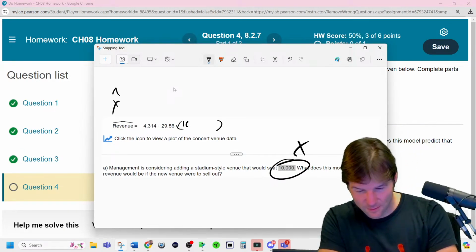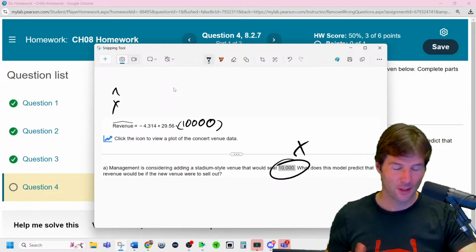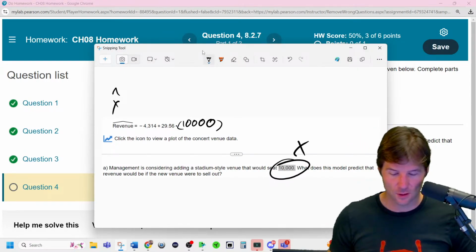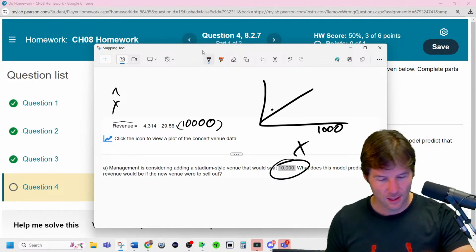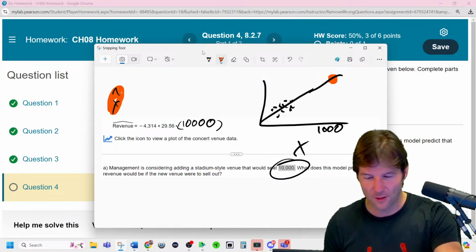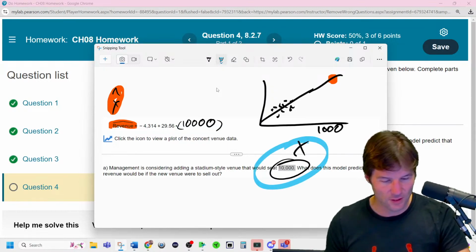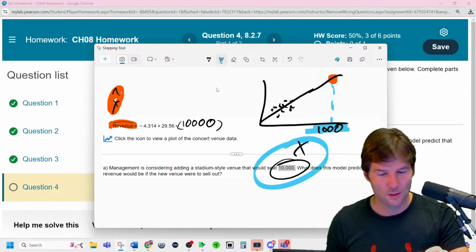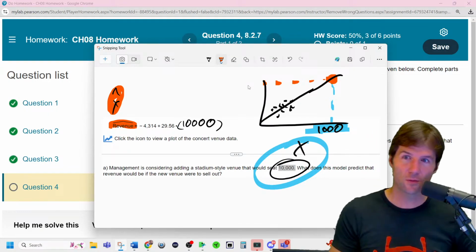Exactly. Just plug in, right? Yep. Plug it in, and then it solves. All it's doing is going to the line, going to where 10,000 is at, and telling you the prediction on the line right there. So it's telling you the predicted revenue when we have this X value right here. For this X value, what is the predicted revenue? And so it's not what they actually made, it's a prediction from the line.